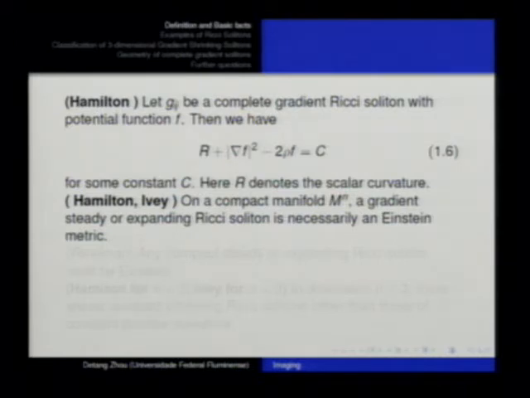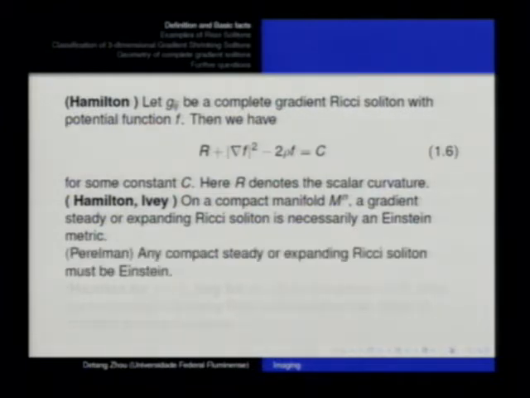Actually, after that Perelman proved that in the compact case all the Ricci solitons are gradient. So combined with Perelman's result, any compact steady or expanding Ricci soliton must be Einstein. So in the compact case, you don't have new examples.